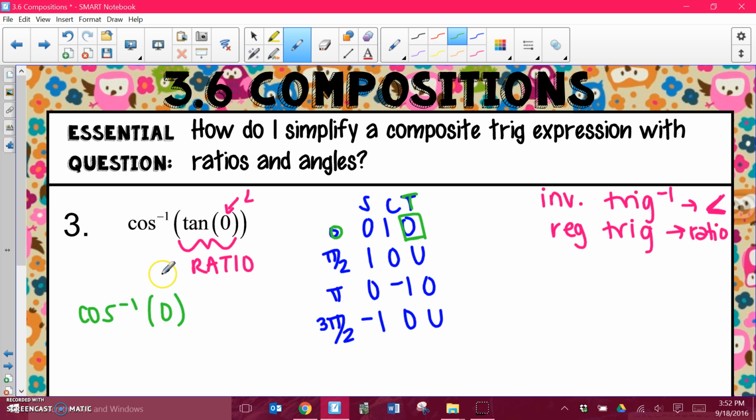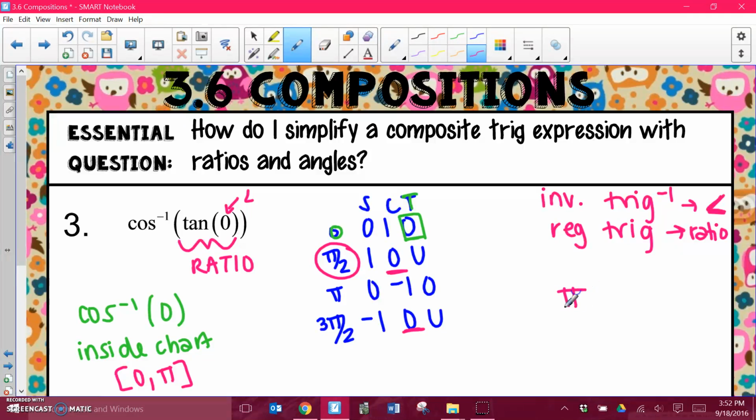So now at this point, inverse cosine of 0, I want an angle out of this. Okay, I need an angle. This was my ratio, so I'm going to work inside my chart to find this. So if I'm looking for a 0 on my cosine column, well, I have one here, I have one here. So I have to remember that cosine goes from 0 to pi, the inverse cosine. It's in quadrants 1 and 2. So I'm going to forget about 3 pi over 2, and I'm going to pick pi over 2 as my final answer. And that's all I got about compositions.